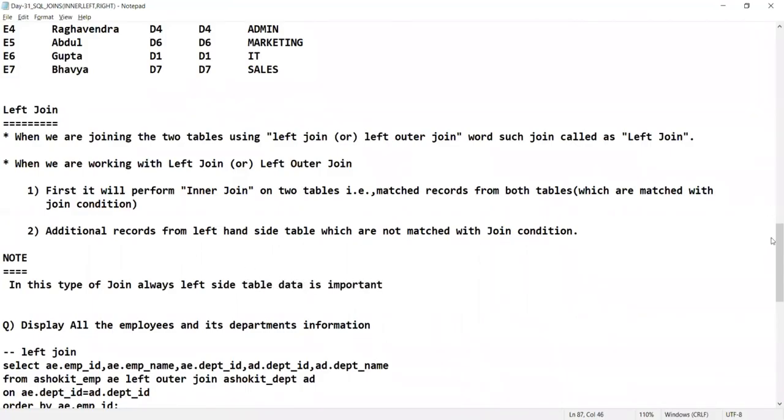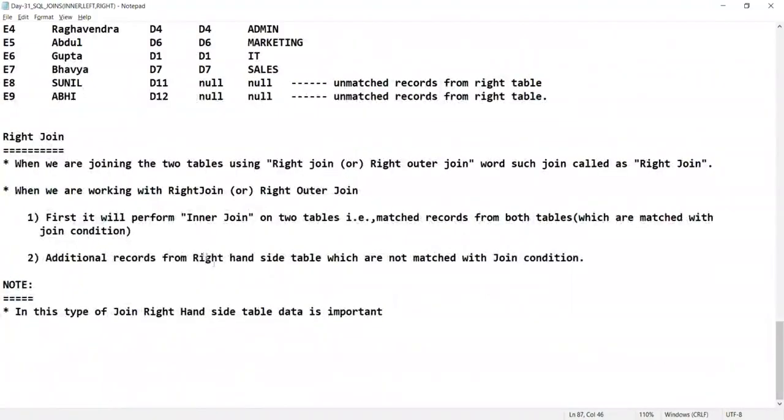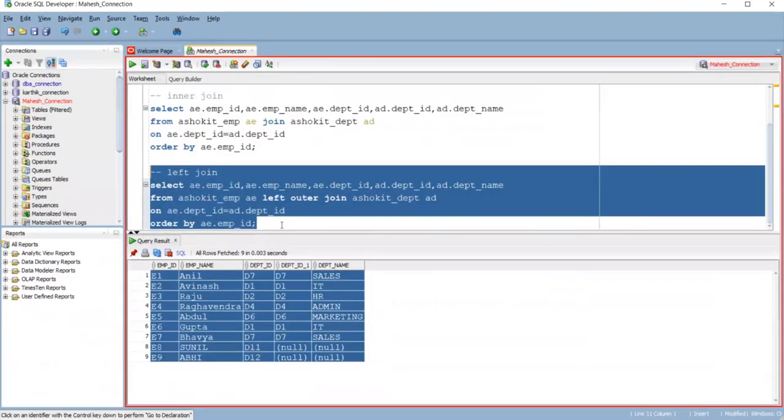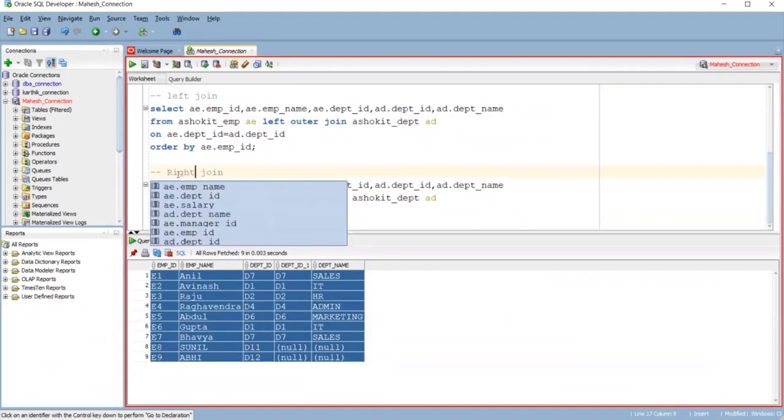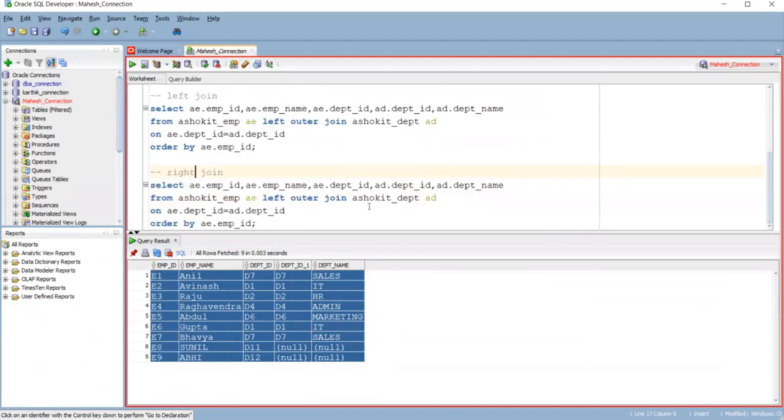Clear? So now tell me, sir. Right join is also doing what? First it will perform an inner join, then followed by additional records from the right table which are not matched with the join condition. Same story, sir. So just take the same SQL statement and perform the right join. Either you can go with right join or right outer join. Both are one and the same.